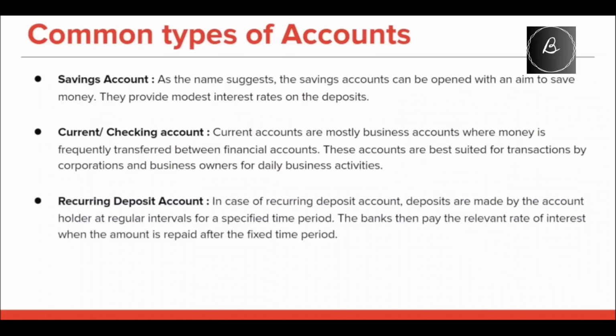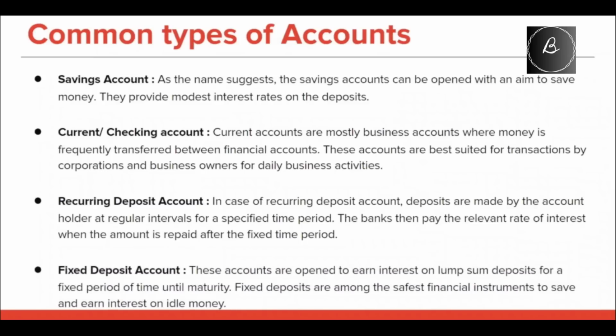Next, we have a recurring deposit account. In case of a recurring deposit account, the deposits are made by the account holder at regular intervals for a specified time period. The banks then pay the relevant rate of interest when the amount is repaid after the fixed time period. Lastly, we have a fixed deposit account. Now, these accounts are opened to earn interest on lump sum deposits for a fixed period of time until their maturity.